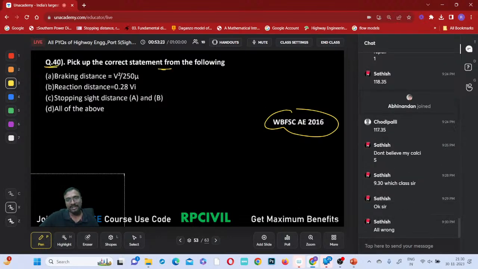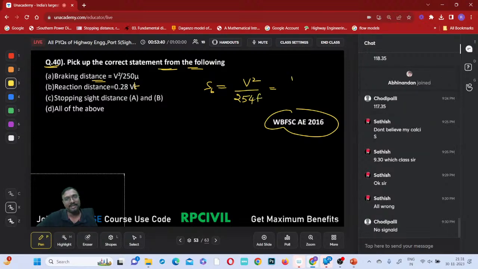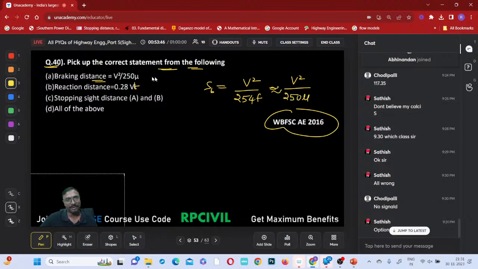Pick up the correct statement from the following. All are wrong. Braking distance is V square by 250 f. What is the braking distance? SB equal to capital V square by 254 f, na? What have they given? 250 V square by approximately 250 mu given. Approximately the same only, right? That is correct.